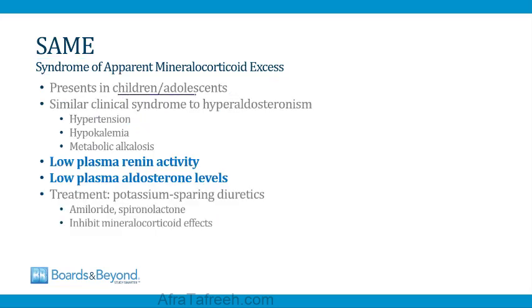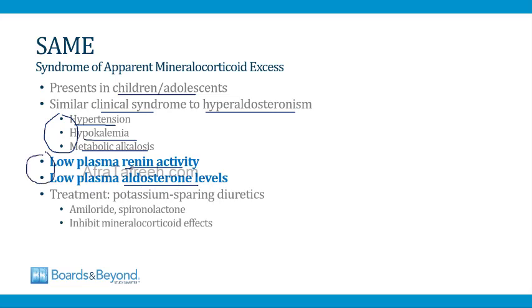SAME presents in children or adolescents with a clinical syndrome that is similar to hyperaldosteronism, so this includes hypertension, hypokalemia, and metabolic alkalosis. And when you see these things, it may make you think of hyperaldosteronism, but when you measure the plasma renin activity, it will be low, and the plasma aldosterone levels will also be low. And that's because the renin-angiotensin-aldosterone system is dialed down, and all of the mineralocorticoid effects are coming locally from cortisol at the kidneys. And the treatment often involves potassium-sparing diuretics. These are drugs like amiloride or spironolactone. All of the potassium-sparing diuretics inhibit mineralocorticoid effects at the level of the kidneys.